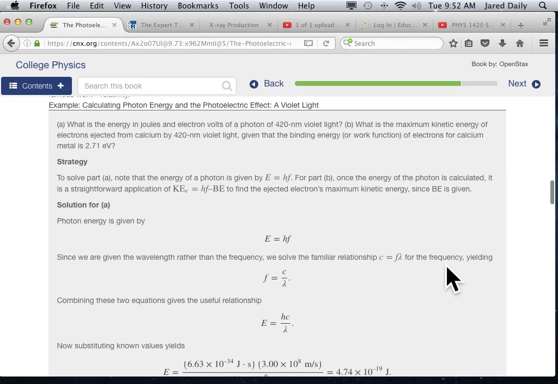So here is an example where we're going to calculate the photon energy, or the energy of one of these particles of light. We have a photon of 420 nanometer violet light, and we want to know, first of all, what is the energy of that light using Planck's equation, and then the maximum kinetic energy of electrons that can be ejected by this light if the binding energy of the electrons for calcium is 2.71 electron volts.